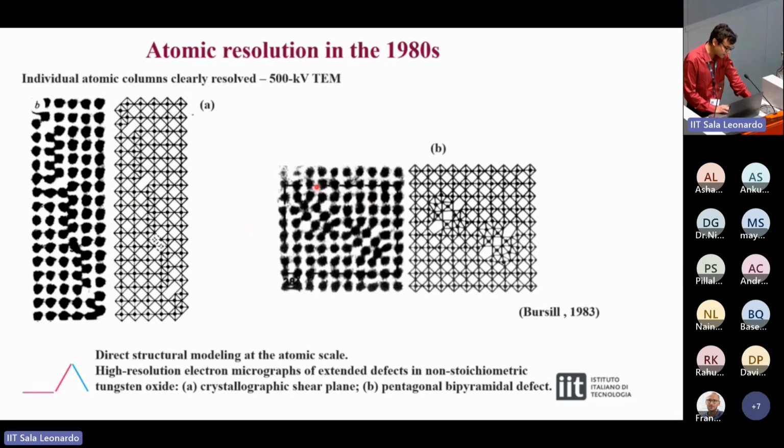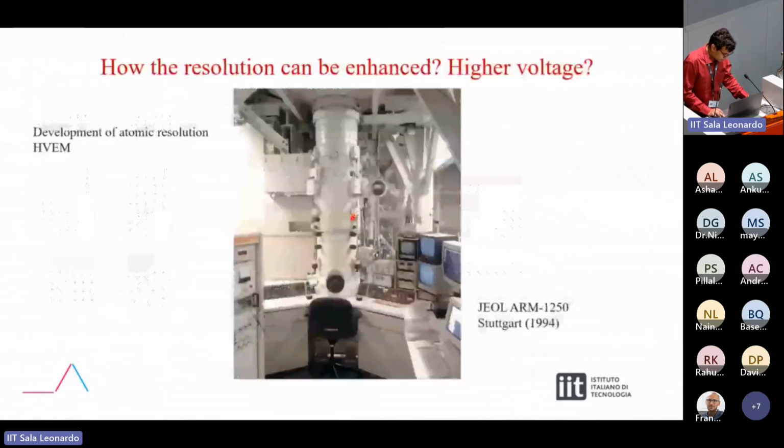oxide, and you can see clearly the pentagonal bipyramidal defects, but still we are not able to resolve the oxygen atoms. So here is an example of a mega electron volt electron microscope at Stuttgart. It was developed by Hitachi and JEOL. This is a 1.2 mega electron volt electron microscope, and here is the microscope, and above that is the particle accelerator which accelerates electrons to 1.2 MeV.